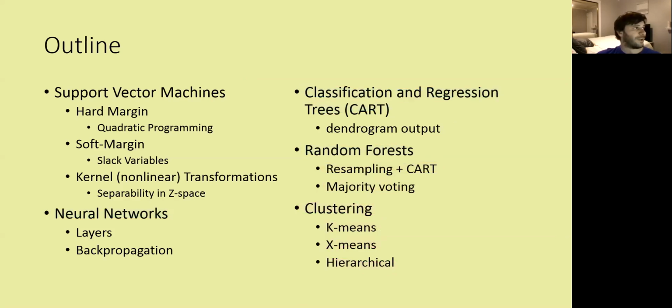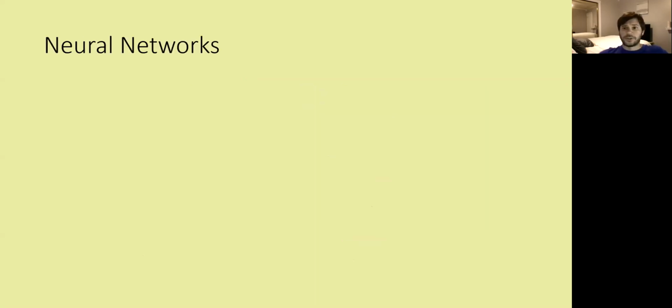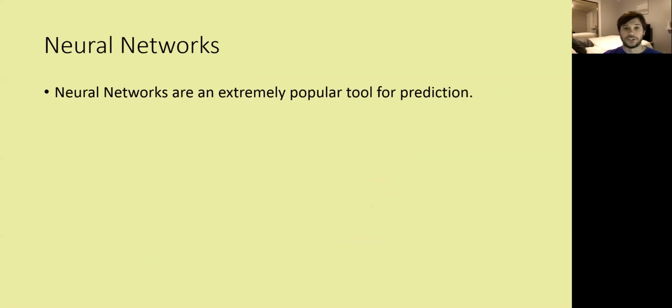Let's talk about neural networks. Neural networks are an extremely popular tool used for prediction. Financial institutions use them to ration credit. Security firms use them for facial recognition as well. So very, very popular. They're also extremely complicated. I would say neural networks are one of the more complicated types of models or machine learning algorithm implementations.